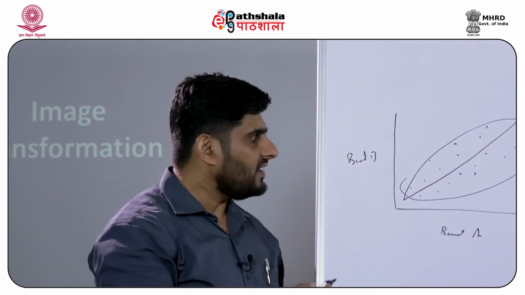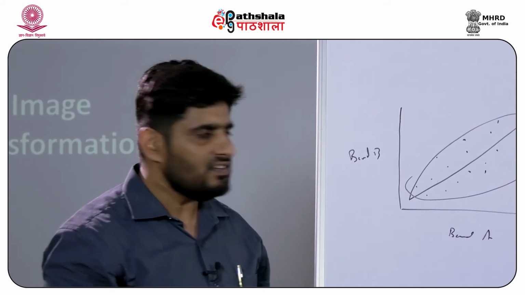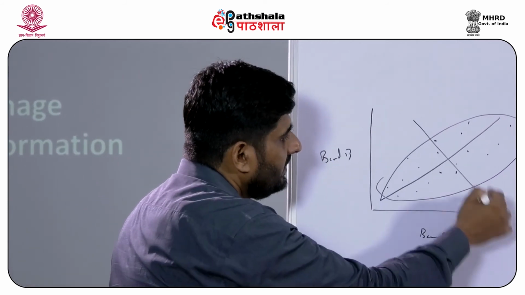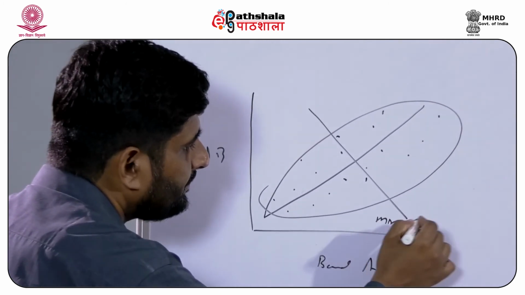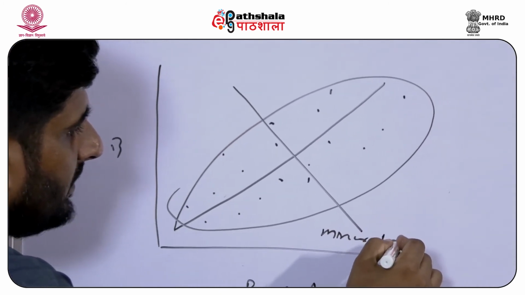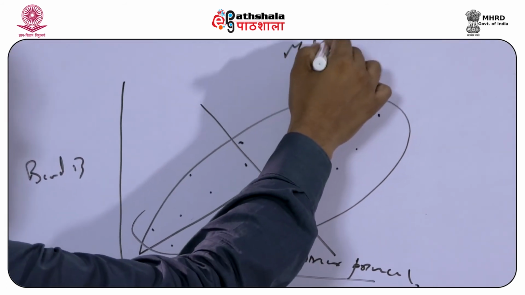Now, this major axis is termed the principal component, and an axis which is perpendicular to this is the minor principal component, and this will be the major principal component.